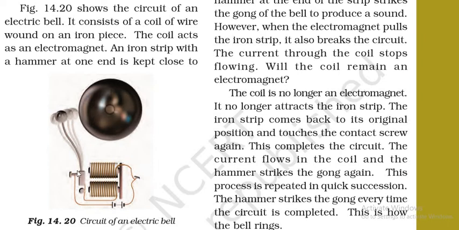Now once it has hit the gong, the contact screw will lose its contact from here and the circuit will break off, right? So once the circuit breaks, this coil of wire will no longer be an electromagnet, and that will put this hammer back in its own position. And once it is back in its position, it will touch the contact screw, and again the circuit will get complete, and the current will pass here, and it will act as an electromagnet. Since again it will be acting as an electromagnet, it will again pull the hammer back, and this hammer will again hit the gong, and it will lose the contact from here, and again the circuit will break.